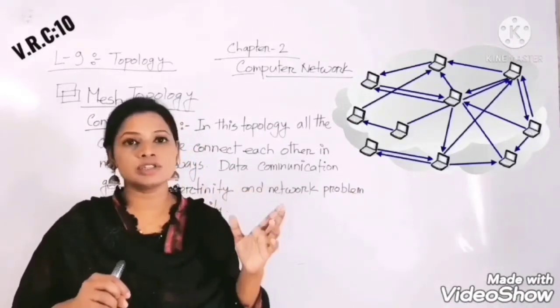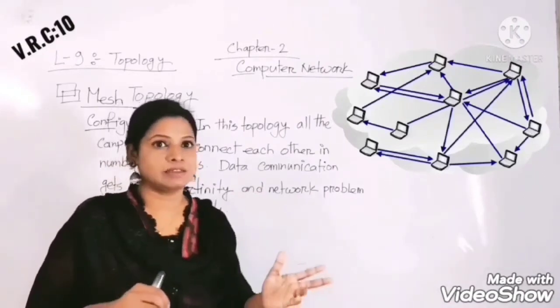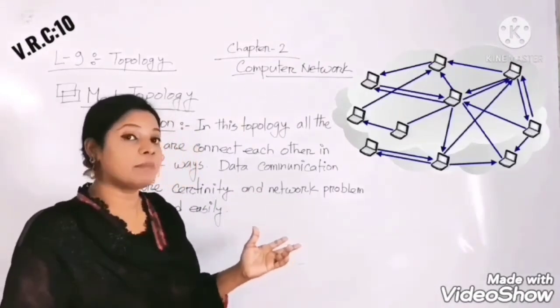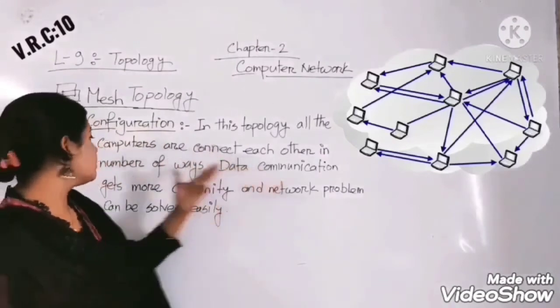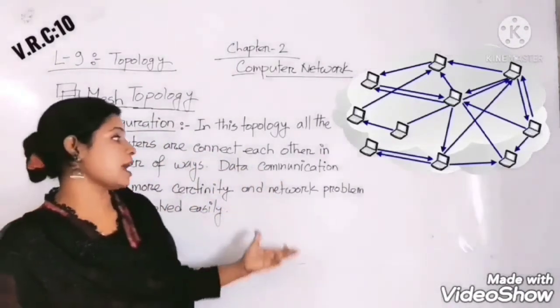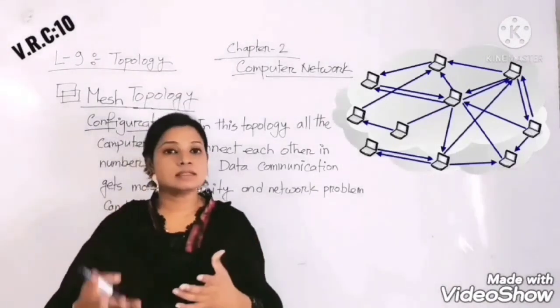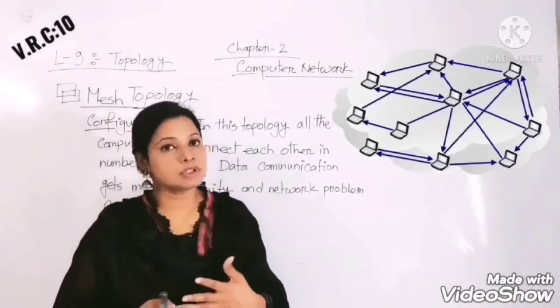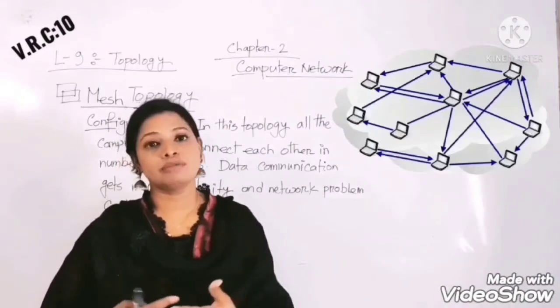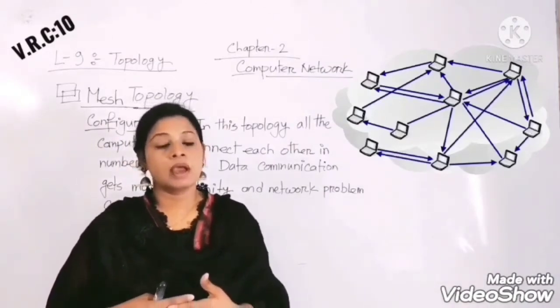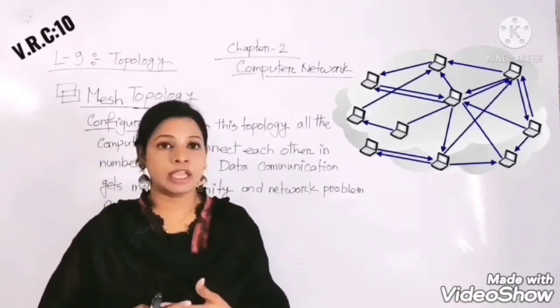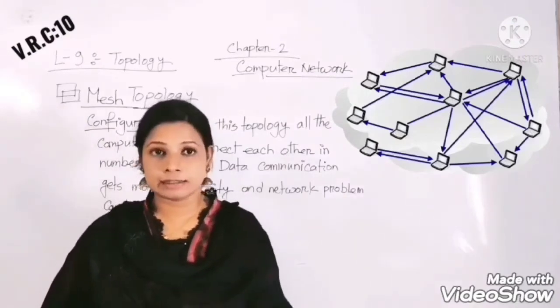If one connection is off, no problem. Others will be active. That's why we are saying it is a number of ways. And data communication gets more stability and network problems can be solved easily. Yes, in this networking system or topology, it is very easy to solve network problems. I will show you here some advantages and disadvantages.